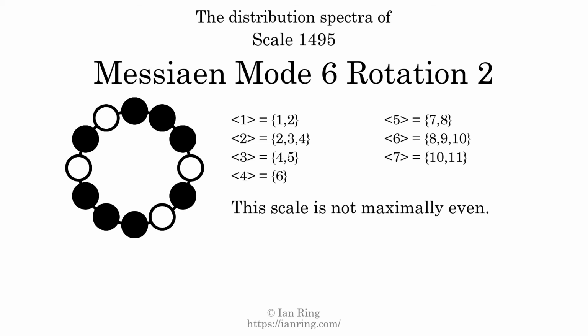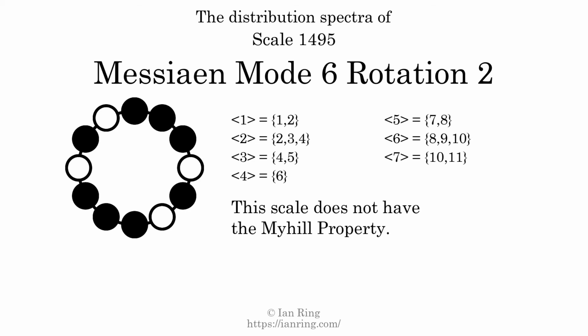The highest spectrum width is 2. Since this is greater than 1, we know that this scale is not maximally even. If every spectrum has exactly 2 specific intervals, we call that the Messiaen property. This scale does not have the Messiaen property.